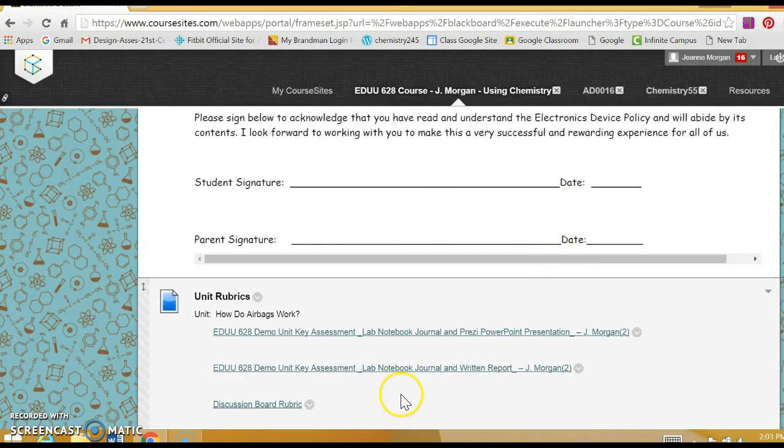There's 3 different rubrics used through this unit. One's a discussion board rubric, and because the kids have choice on their key summative assessment, they can either do it by a PowerPoint, Prezi presentation with voiceover, or some sort of written report. Both of these things will contain the exact same information, but this will give the kids some choice on how they wish to present it.